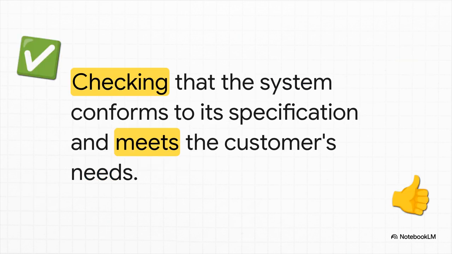The third activity is validation. You can just think of this as checking your work, and it's really a two-part test. First, did we build what we said we were going to build? And second, this is the more important question. Does this thing we built actually solve the customer's problem?